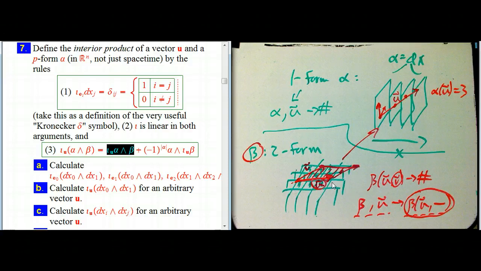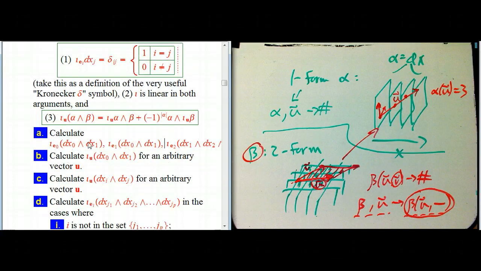And that's exactly what I was trying to indicate here: I took u and beta, put those together and left an open slot, which produces, from a 2-form, a 1-form. Now we've just got this new notation for the same idea. Okay, so let's look at some calculations based on these rules and see if they are consistent with this picture.